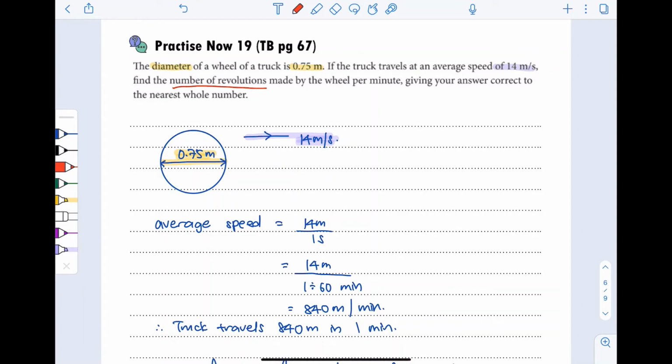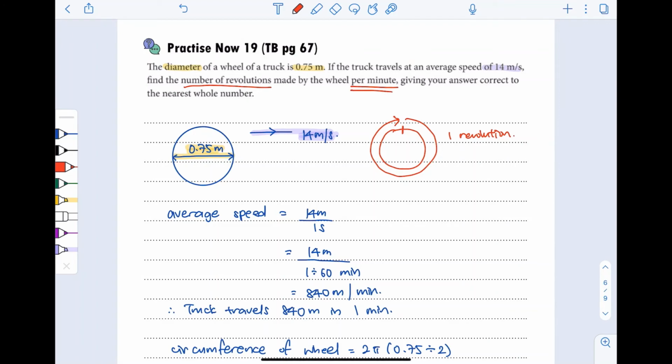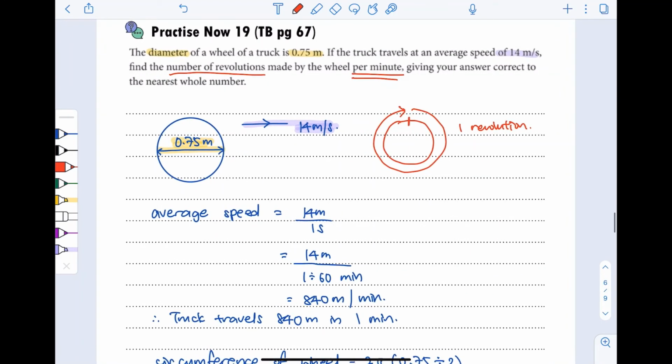So revolutions means that, if I have the wheel itself, if let's say this is considered the start, whereby this point here that I've just indicated is meant to be upright, one entire revolution is if this point goes one entire round back to its beginning. So this is what it means by one revolution. We want to find how many revolutions per minute of this travel. So giving your answer correct to the nearest whole number as well.